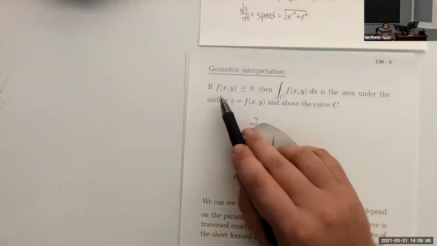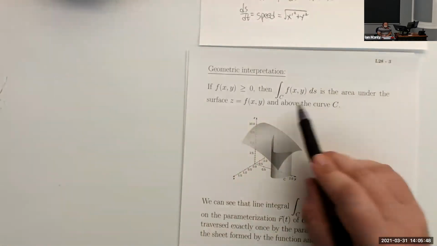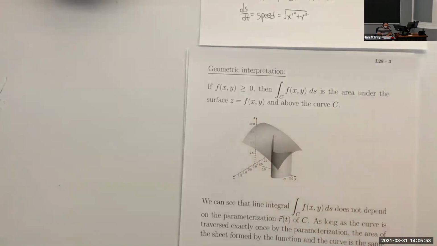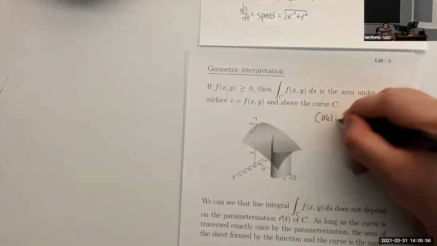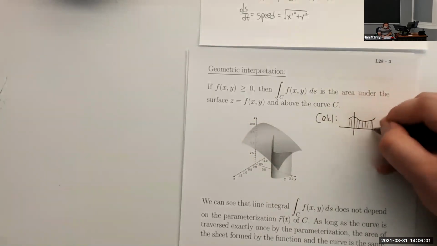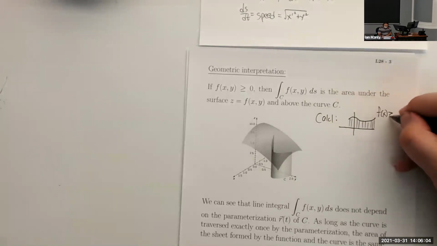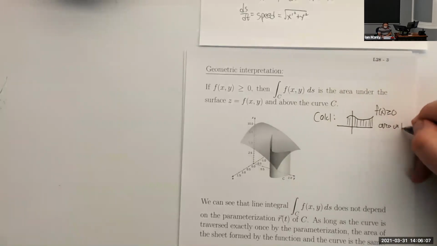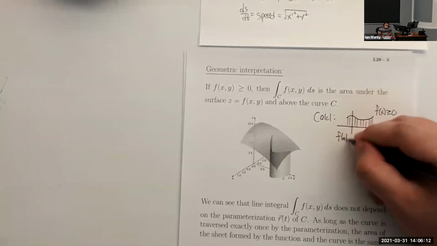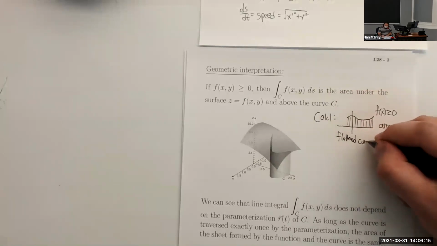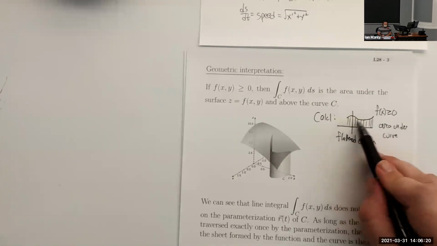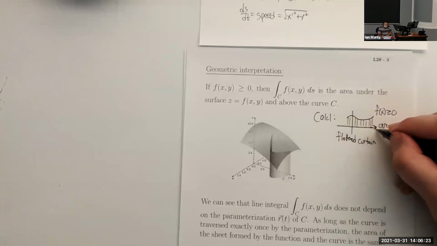All right, so if f of x y is greater than or equal to 0, then the line integral is the area under the surface and above the curve C. So back when we were in Calc 1, our interpretation of the integral was the area under a curve, provided that our function was positive. And I want you to think of the Calc 1 integral as a flattened curtain. So we kind of have this curtain and its length varies depending on the function, but it's kind of flattened into the xy plane here.